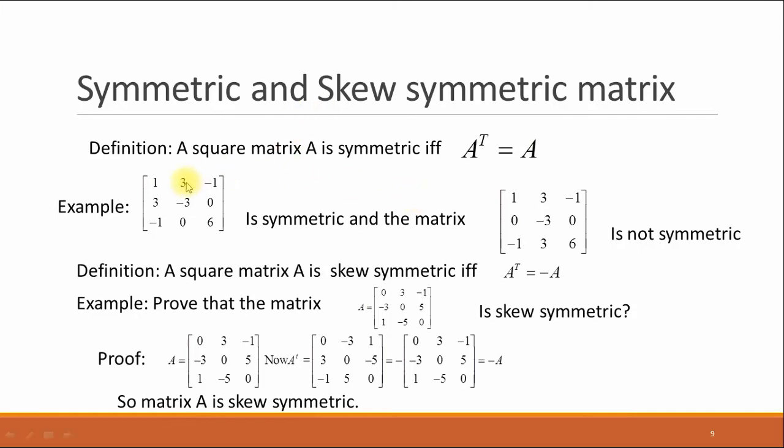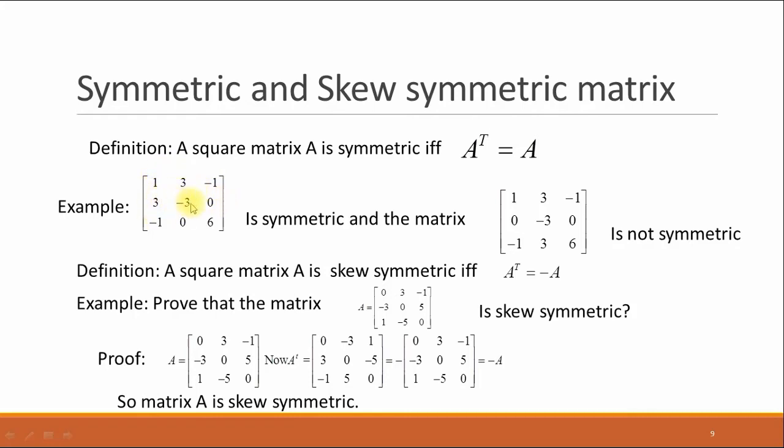For example, this is a matrix. Is this matrix symmetric? This matrix is symmetric and this matrix is not symmetric. Why is this matrix symmetric? Taking the transpose, we shift this row to the column, and we get 1, 3, minus 1. So if we shift this row to the column, again we get 1, 3, minus 1.